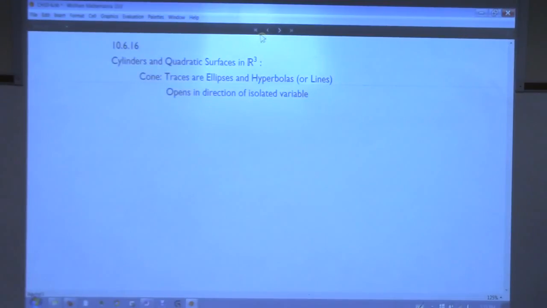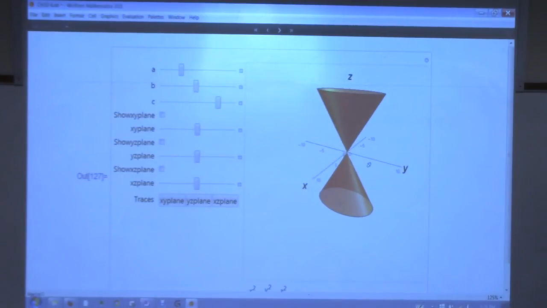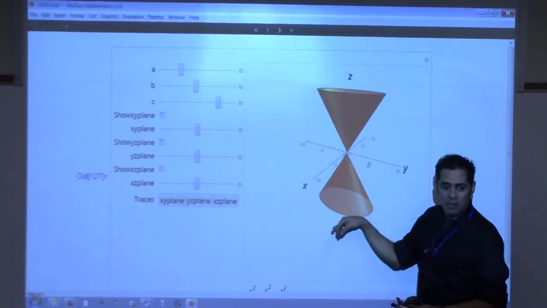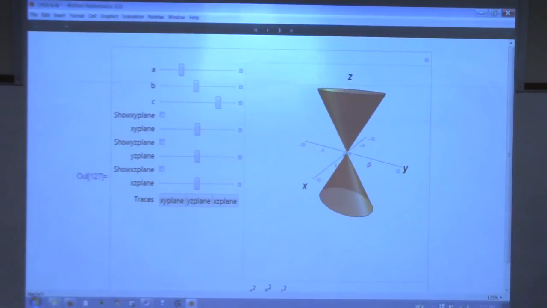Okay, here you go. Here's your cone. Okay, cones. The traces are ellipses and hyperbolas and possibly lines. So there's your cone. Notice it's a point at the bottom, and it also goes out both ways. The elliptic paraboloid was a bowl, right? And it was curved at the bottom, and it did not go both directions. This is a cone, and it comes to a point and goes out the other direction.